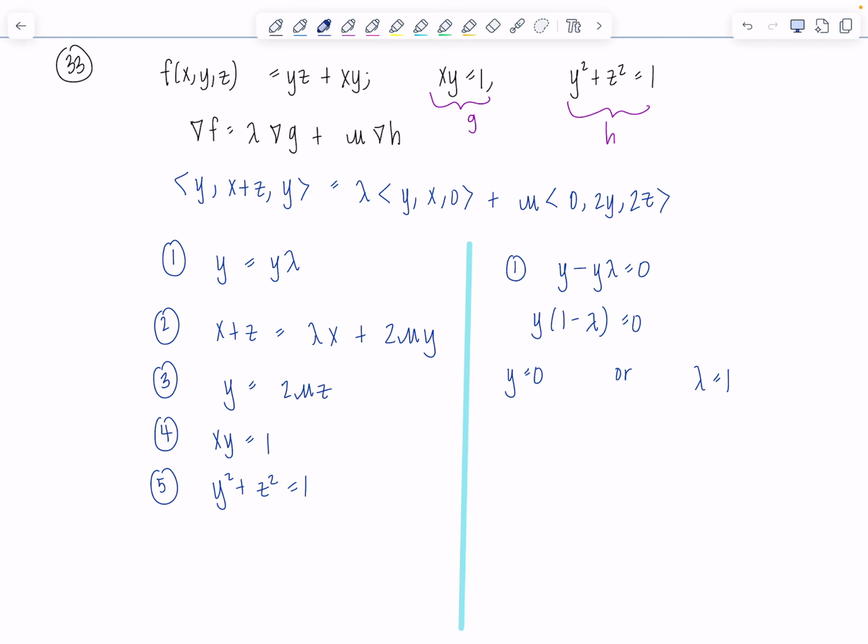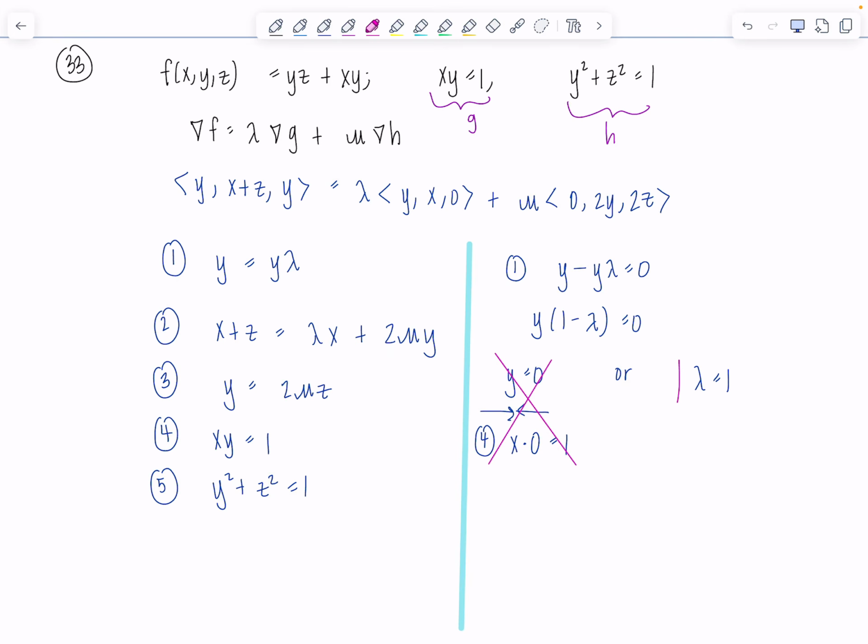Okay, if y is 0, already we have a contradiction. You can use this symbol to show contradiction. Can't happen, because if you look in equation 4, we have x times y has to equal 1. Well, if y is 0, that won't work. So then I know this is garbage. Don't explore that case. So lambda has to be 1.